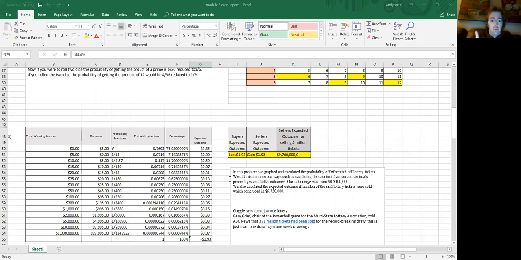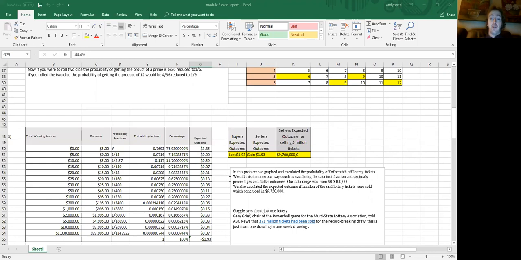Now, there was also an extra exercise, which I looked up on Google. I was looking up how many lottery tickets are sold every month. Gary Chief, the chairman of the Powerball game for the Multi-State Lottery Association, told ABC News that 371 million tickets were sold within 1 week. And that's just for 1 week's drawing.